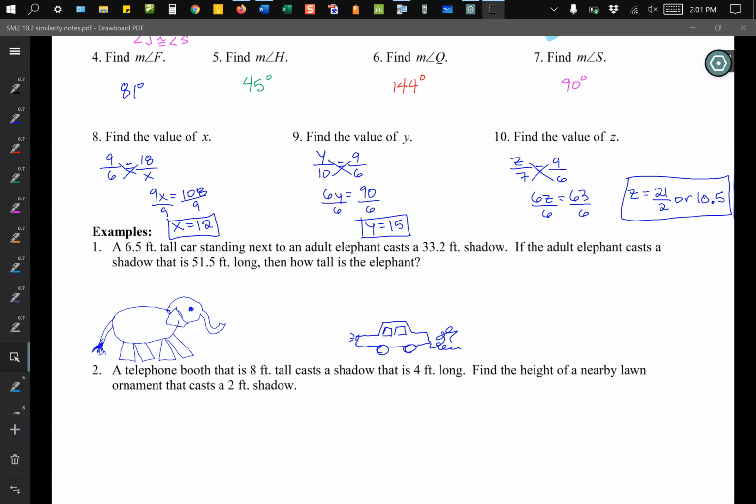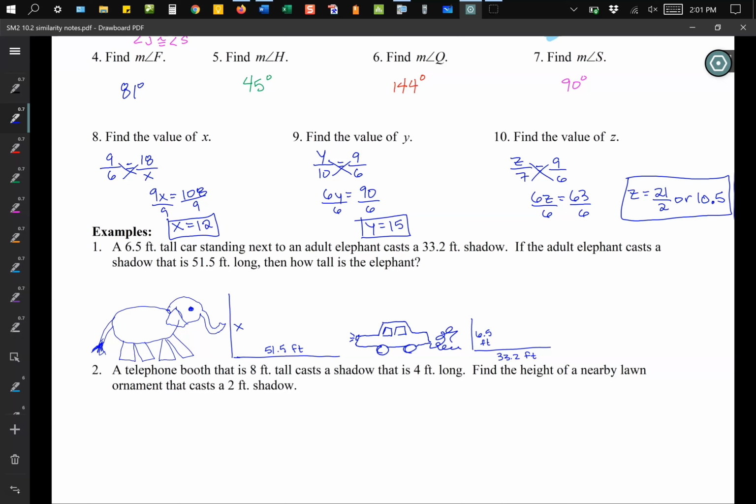So we have a 6.5 foot tall car. And its shadow is 33.2 feet long. This drawing is not to scale. The elephant casts a shadow that is 51.5 feet long. And we want to know how tall the elephant is.